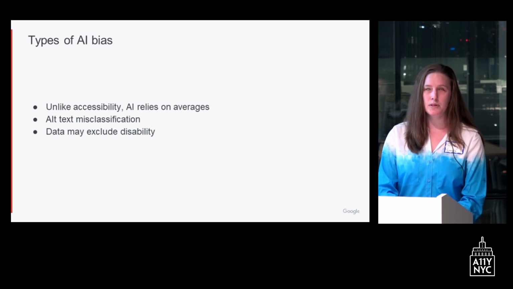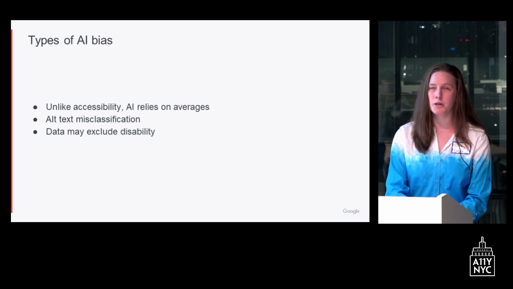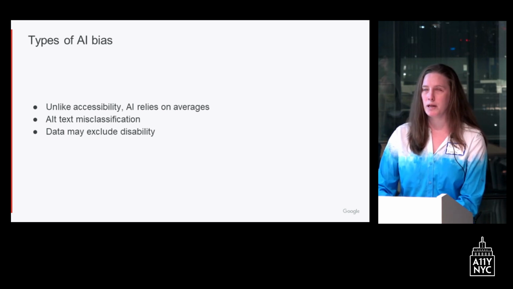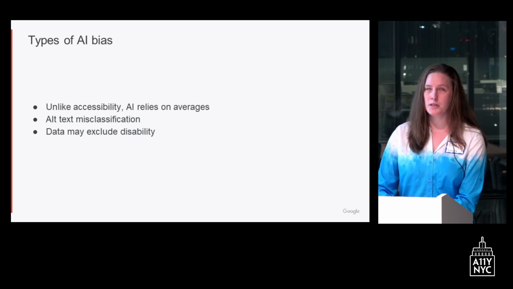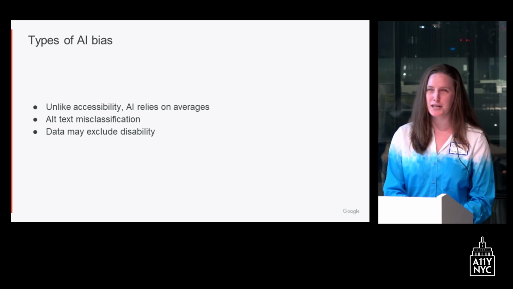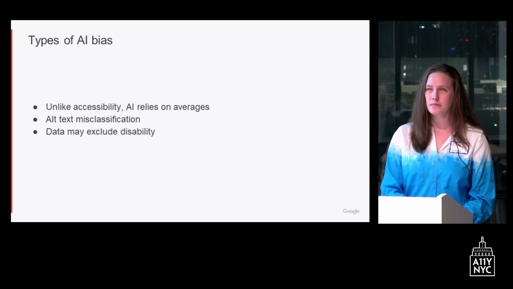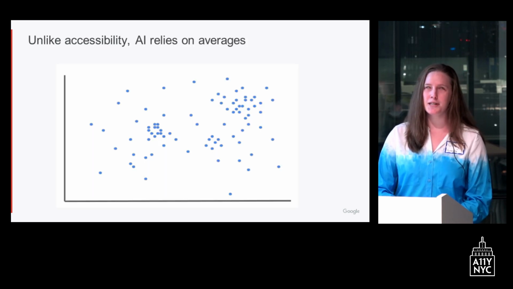These examples all relate to accessibility and disability in some ways and touch on some intersectional concerns. I encourage you to consider this just as a starting point, and again, to look at our resources that we'll give at the end. The examples I'll go over concern AI relies on averages, alt text misclassification, and data may exclude disability. On the next slide. So AI relies on averages. This slide shows a data distribution with a few clusters and outliers.